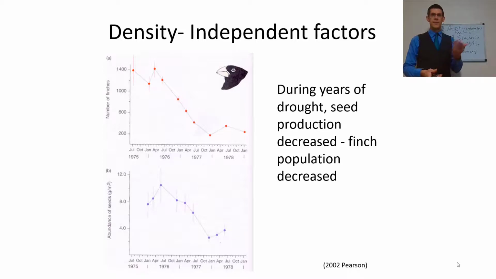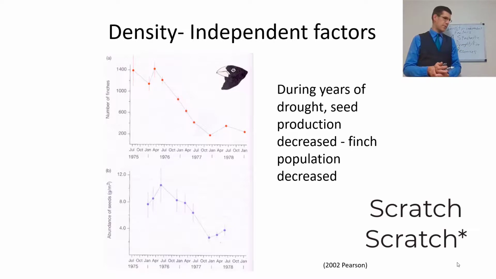So here we have some finches, and what you see is the number of seeds down in the way bottom there decreased between 1976 and 1977. And likewise, the number of finches decreased during this time. So it was the seeds that drove the finches down close to extinction, because it was a density independent factor, drought, decreasing the number of seeds, decreasing the number of finches.